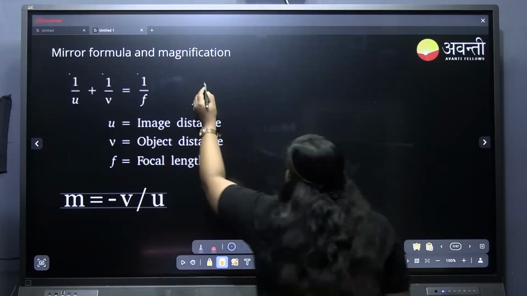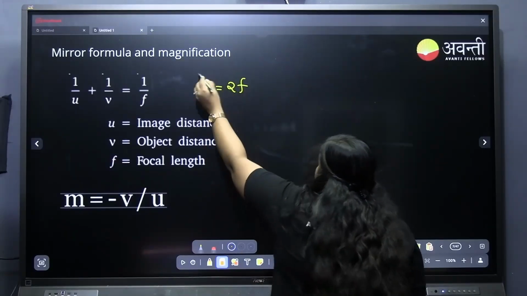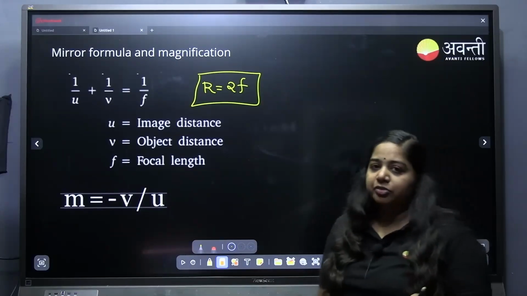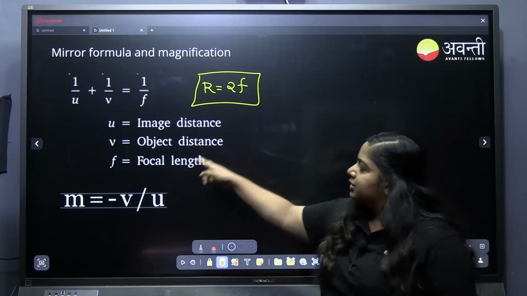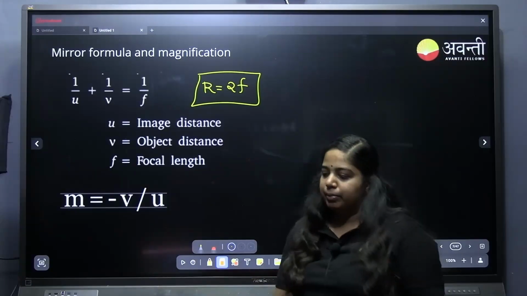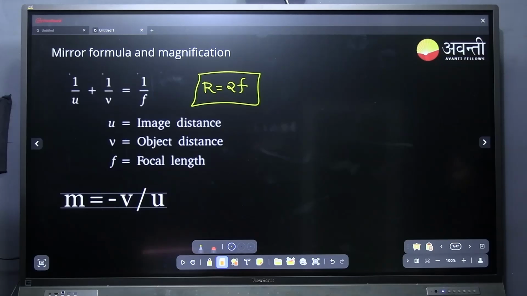Moving on, the mirror formula is 1 by u plus 1 by v equal to 1 by f, and in case of spherical mirrors, radius of curvature is equal to 2f. You have to keep this in mind only in case of spherical mirrors. Here u is object distance, v image distance, f focal length. Magnification in mirror is equal to minus v by u. These all are basic things.